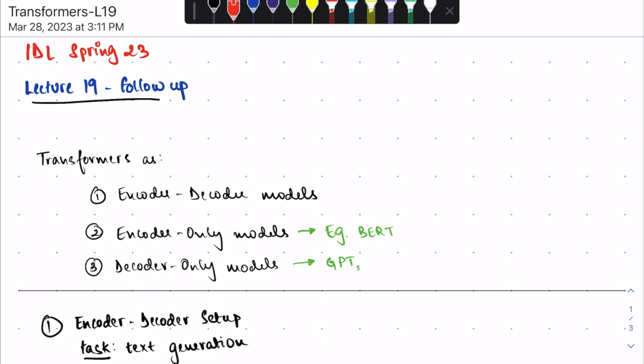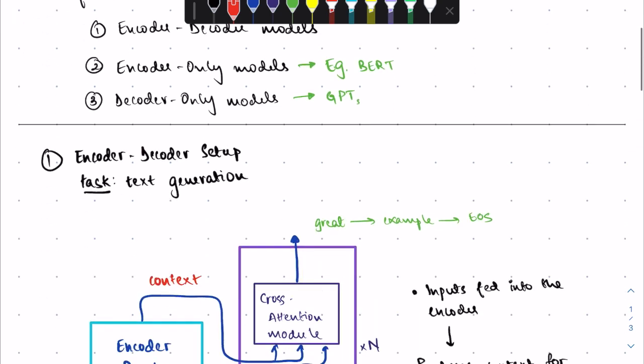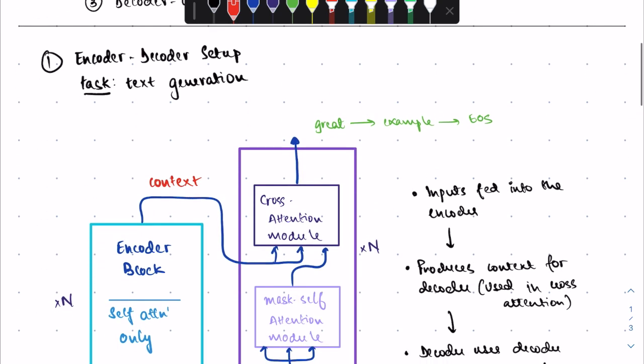Okay, so we're going to go over three things. One, encoder-decoder models for transformers, encoder-only models like BERT, and decoder-only models such as GPTs. And what we look at is the structure, the architecture, and how it works, not necessarily how BERT or GPT work, right? Okay, first of all is the traditional encoder-decoder setup.